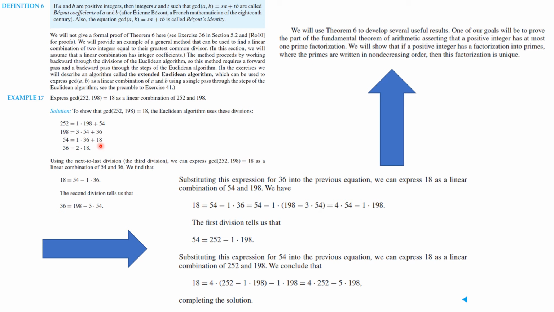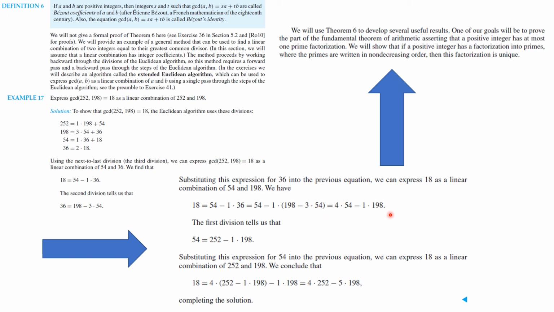But then we can say from the next to last equation that 18 is equal to 54 minus 1 times 36. But the previous equation says that 36 is equal to 198 minus 3 times 54. So we're going to substitute this expression in for the 36. Follow along with us doing your algebra, okay? So when we substitute that in and simplify, we get this.